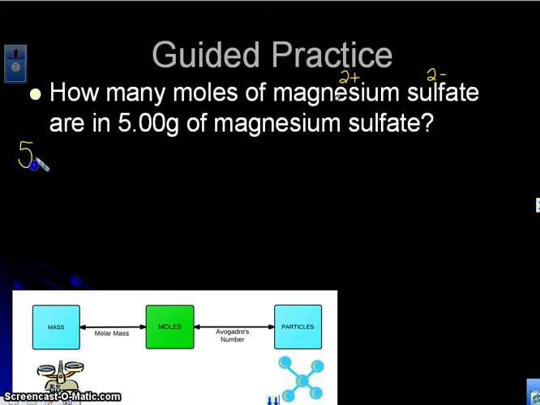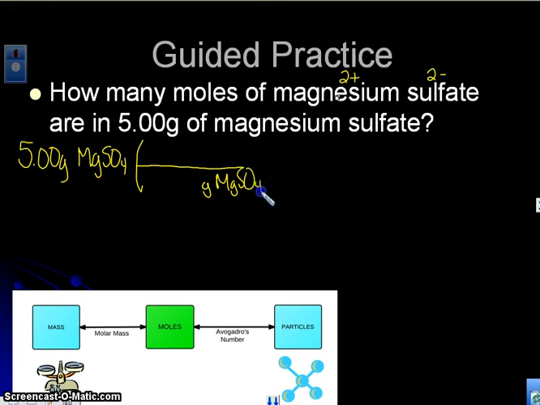So 5.00 grams of magnesium sulfate, and we want to go from grams of magnesium sulfate to moles of magnesium sulfate. And in order to do that, we need to calculate our molar mass. To find our molar mass, we need to add up all the masses of all of the elements in our formula from the periodic table.